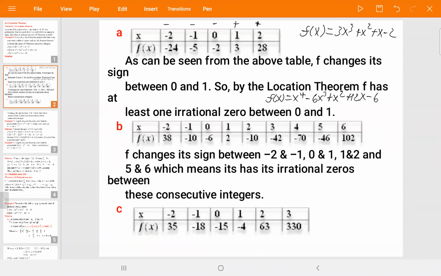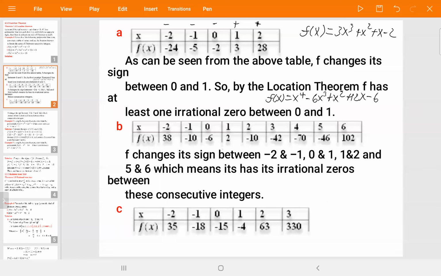Now, between minus 1 and 0, by location theorem, there is no irrational zero because the sign of f of x is negative. Again, at x is equal to 1, if you make the value of x 1, this is 1, this is minus 6, this is 1, this is 12. 12 plus 1 is 13, 13 plus 1 is 14, minus 6 is 12, 14 minus 12 is positive 2. Now again, between 0 and 1, f of x changes its sign from negative to positive.